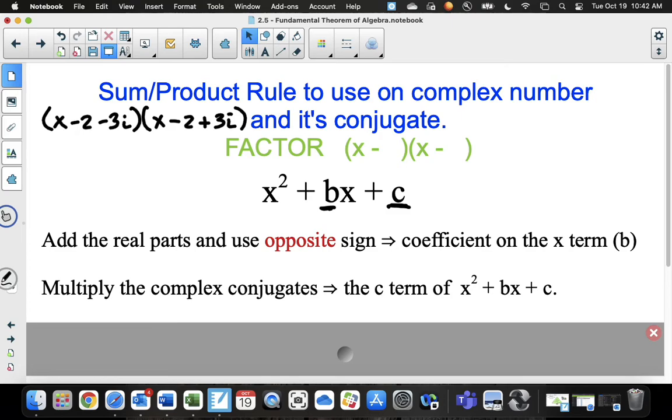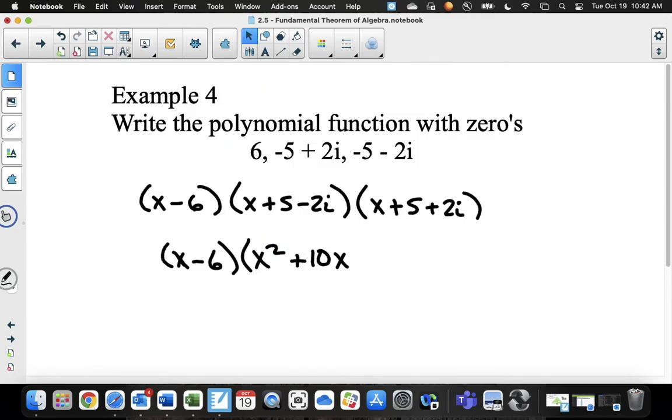To find the last part, the constant, all you have to do is multiply out the complex conjugates, which, like I said, we've been doing. If I'm going to multiply these out, it's just a difference of squares, which means I don't care about the middle terms. We just care about the first and the last term. Negative 5 times negative 5, 25. Positive 2i times negative 2i, negative 4i squared. Which, when I simplify that, what will I get? I'll get plus 4, which gives me 29. Remember, i squared is negative 1, so this is really a plus 4 right here.